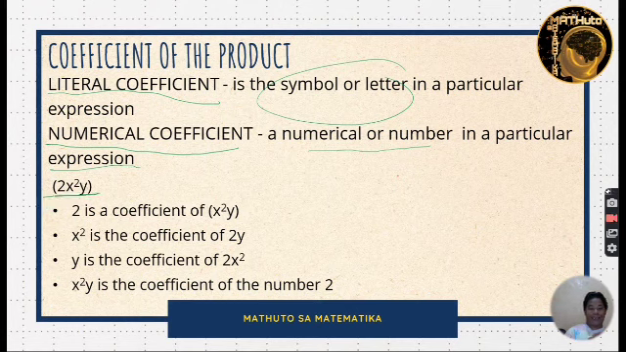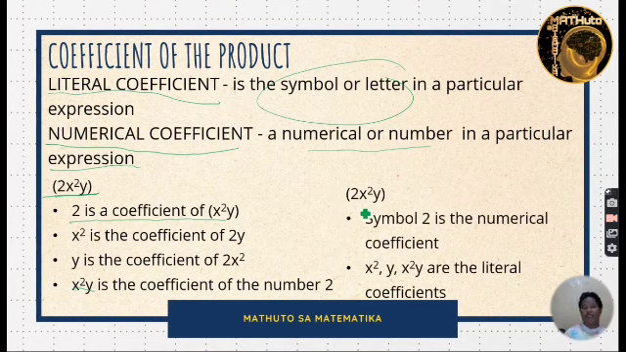we can identify the numerical coefficient. So, 2 is the coefficient of x squared y. X squared is the coefficient of 2y. Y is the coefficient of 2x squared. X squared y is the coefficient of the number 2. So, parehas lang po itong last at yung ating first description po ng ating term.